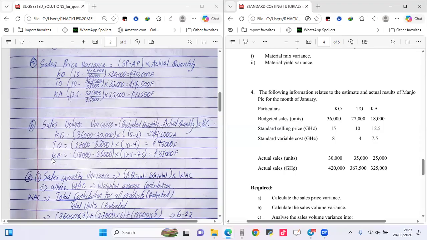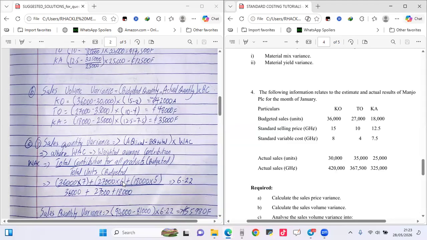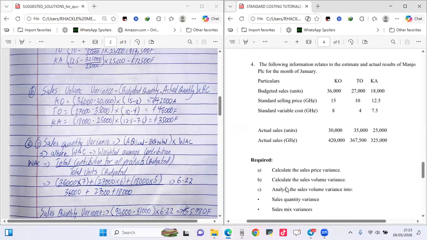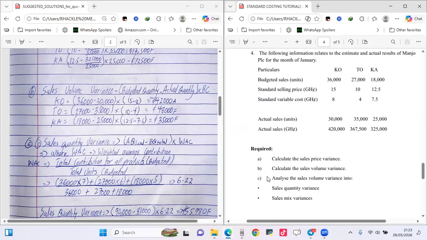Now we go to KA. KA is 18,000 minus 25,000 times 12.5 minus 7.5. We get 35,000 favorable. Why is it favorable? Because the actual is greater than the budgeted. Then we are good to go. Now, our aim now is to break the sales volume variance down into quantity variance and then mix variance.